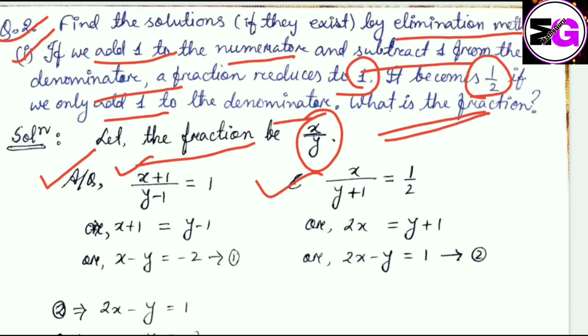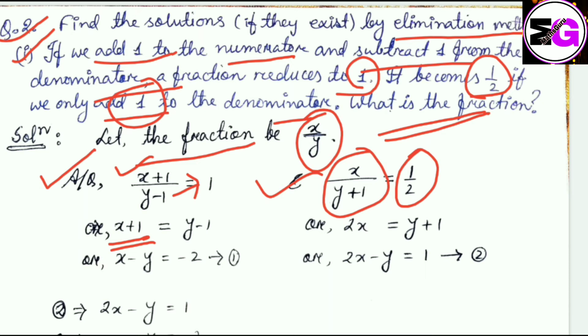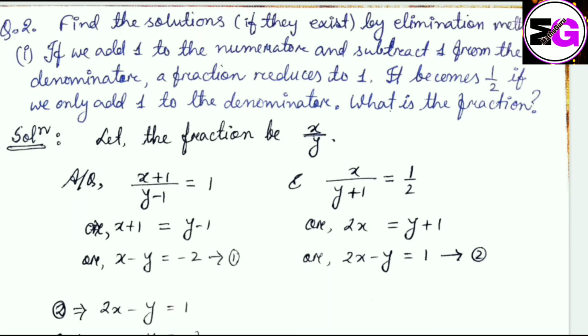And the other condition: it becomes 1 by 2 if we only add 1 to the denominator, so x by (y plus 1) is equal to 1 by 2. Cross multiplying the first, x plus 1 is equal to y minus 1, or x minus y is equal to minus 2.